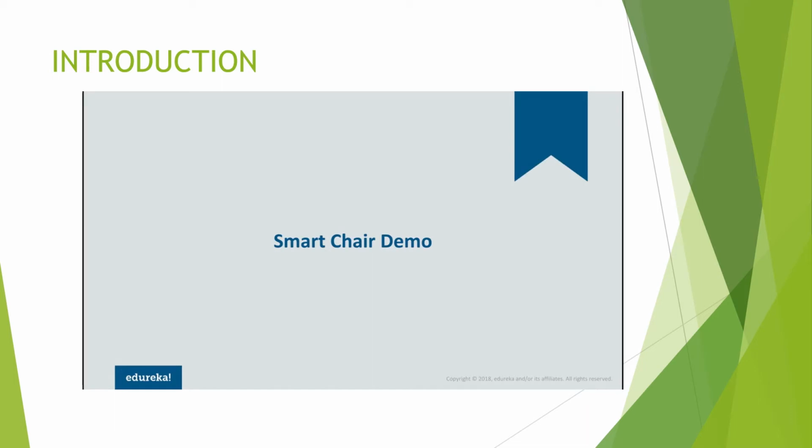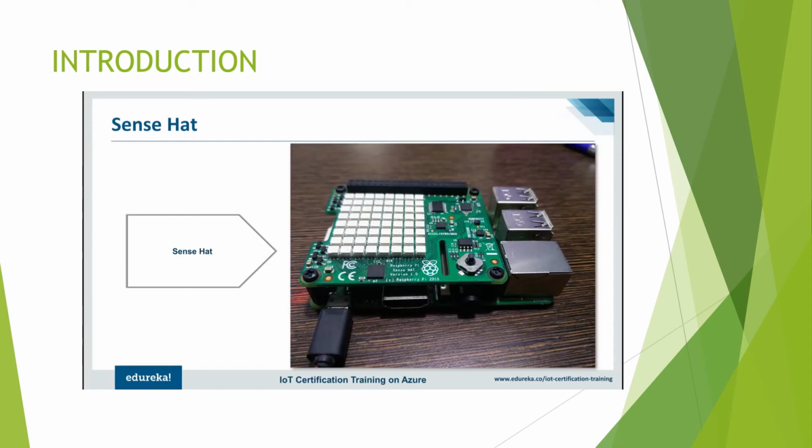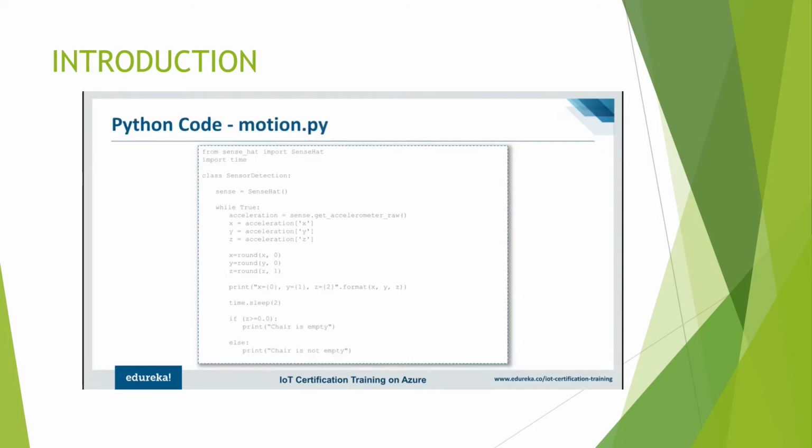So let's go ahead and build our own IoT based Smart Chair. I'll be working with the Raspberry Pi Sense Hat to build a Smart Chair. The Sense Hat features an 8x8 RGB LED matrix, a mini joystick, and sensors such as gyroscope, accelerometer, magnetometer, temperature sensor, humidity sensor, and barometric pressure. And this is the Python code which would help us to find out if the chair is empty or not.